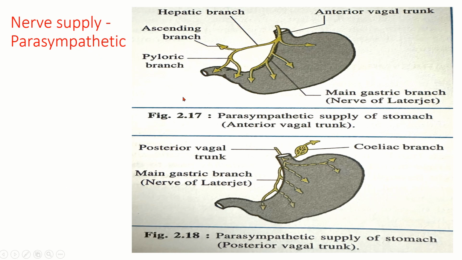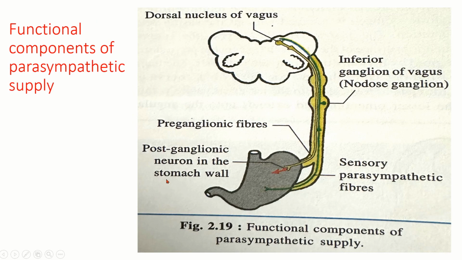So parasympathetic is mainly by the vagus. You can see here this is the anterior vagal trunk, which is divided into hepatic branches and gastric branches. The main gastric branch is the nerve of Latarjet. It is supplying the anterior superior surface. You can see this is the posterior vagal trunk having celiac branches and gastric branches. The main branch from the posterior vagal trunk is the nerve of Latarjet supplying the posterior inferior surface.